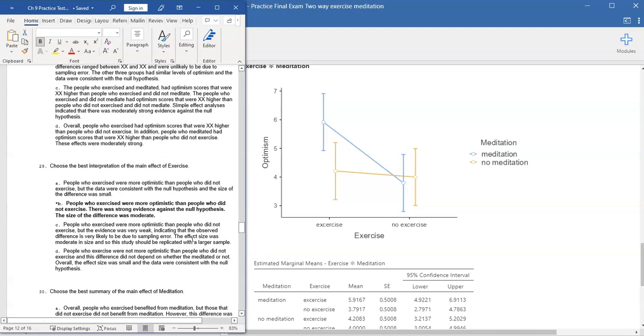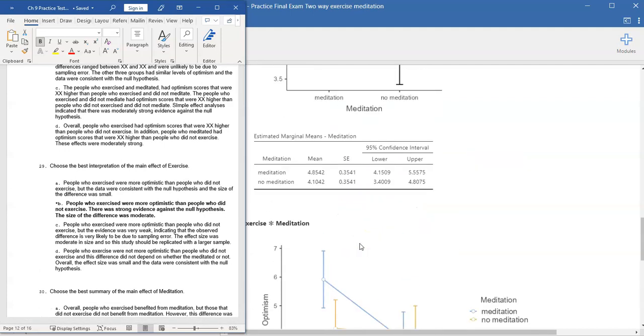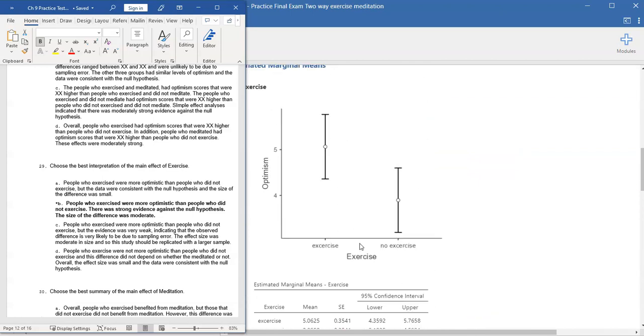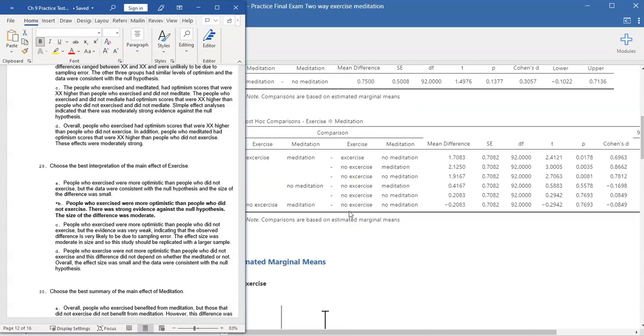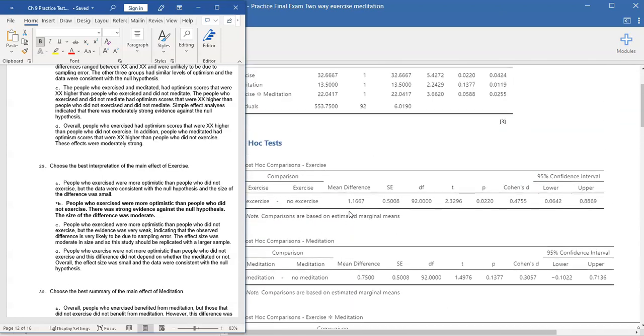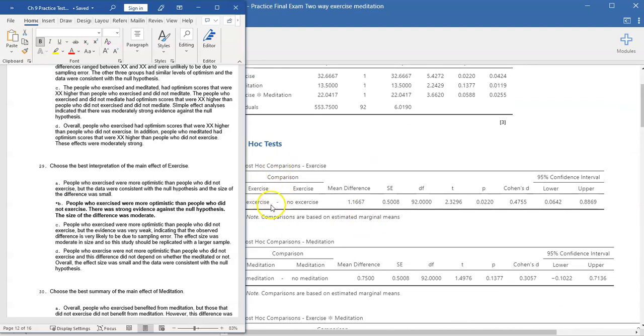Choose the best interpretation for the main effect of exercise. So you're going to go up here to the exercise graph, and you can kind of look. It looks like people who exercised had higher optimism, but is the p-value small enough to be compelling? There's a couple places you can look here. I would look at the post hoc test for comparing exercise and no exercise. You can see you have a very compelling p-value here. So people who exercised were more optimistic than people who did not.